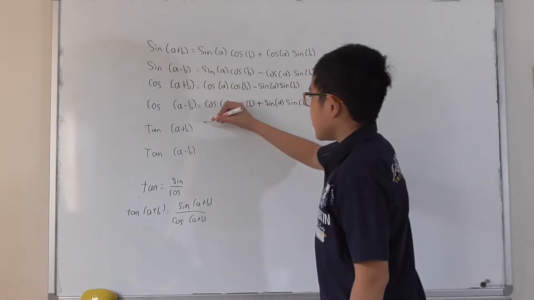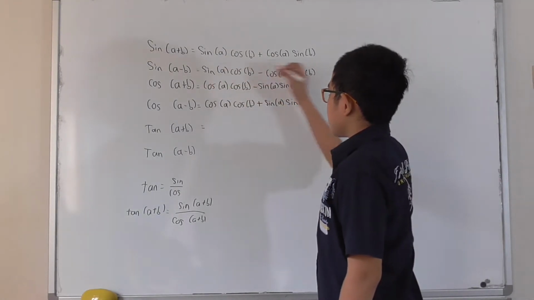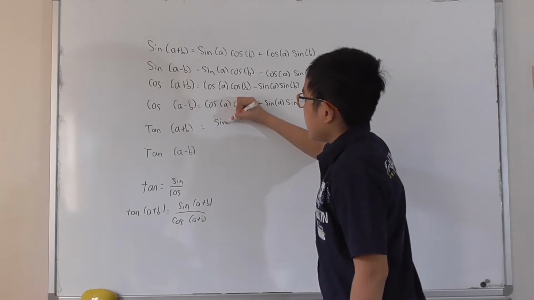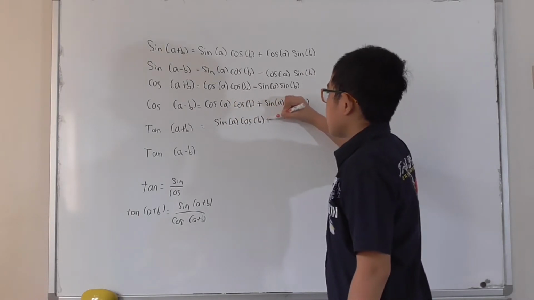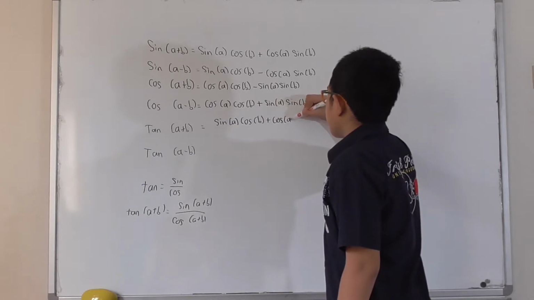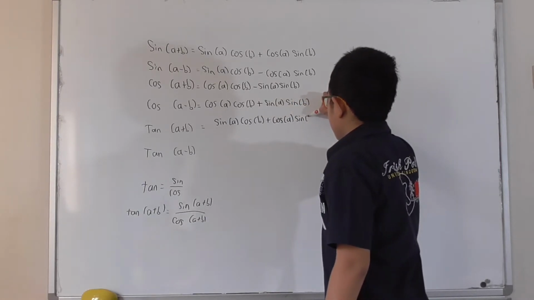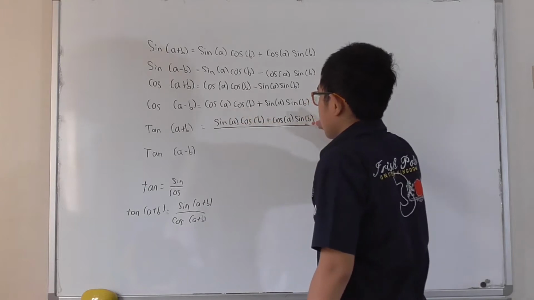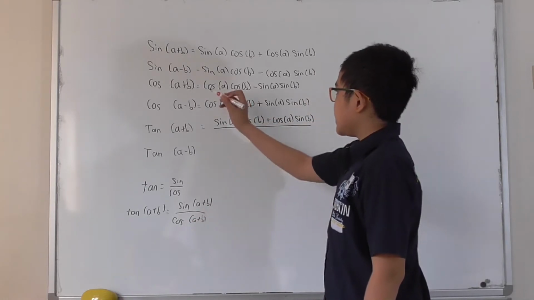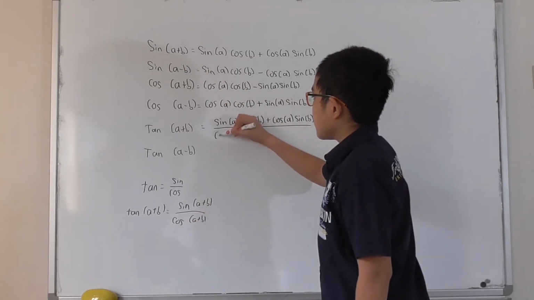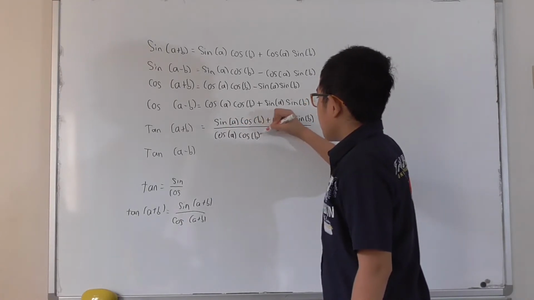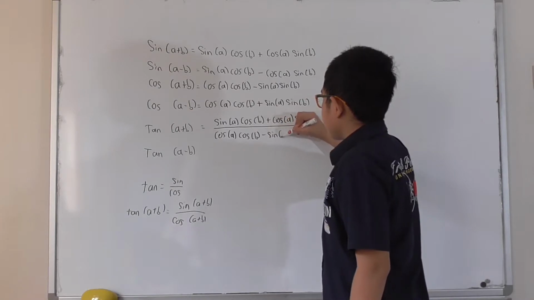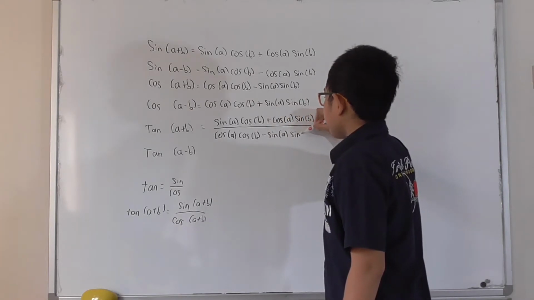So then it's going to be equal to, well, sine of a plus b is everything on the top, sine of a times cosine of b plus cosine of a times sine of b. And then we divide it by our cosine of a plus b, which is everything in here: cosine of a times cosine of b minus sine of a times sine of b.